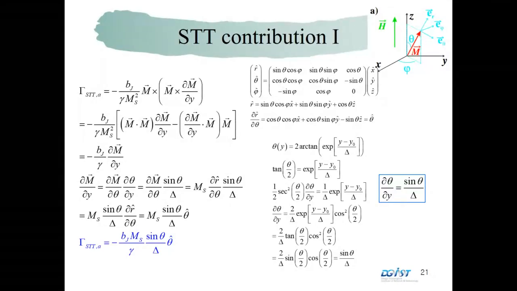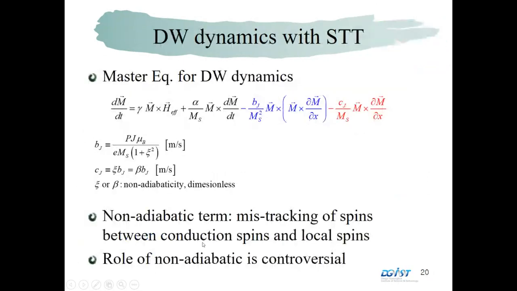Okay. In our previous class, we tried to solve the equation of motion of the magnetization because of the spin transfer torque. In a spin transfer torque, there are two kinds of contribution. One is called the adiabatic, the other one is the non-adiabatic torque.